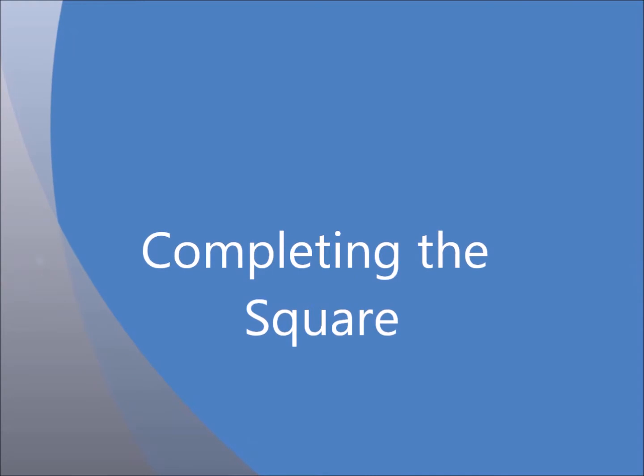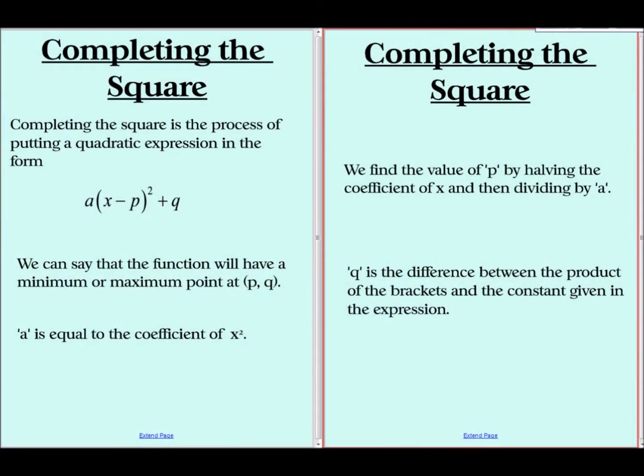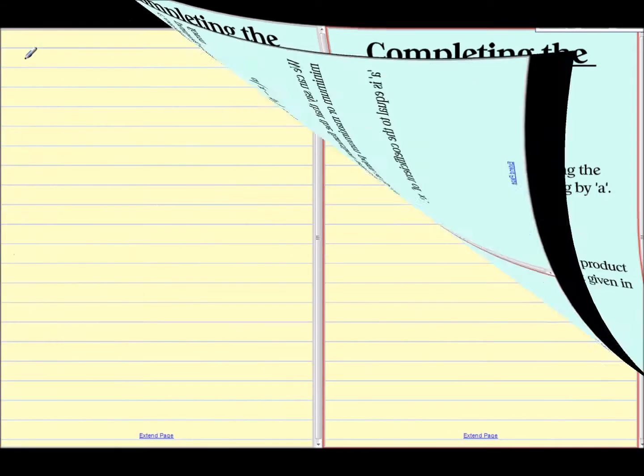So last time we looked at factorising and we've looked at the formula. Now we're going to look at completing the square. So it's an algebraic method of putting the equation into that form to solve it. The first example, we're going to have an expression and it's asking us to complete the square on the expression.